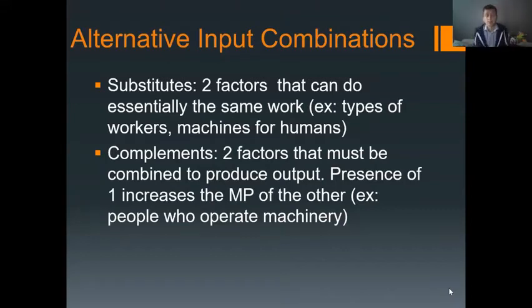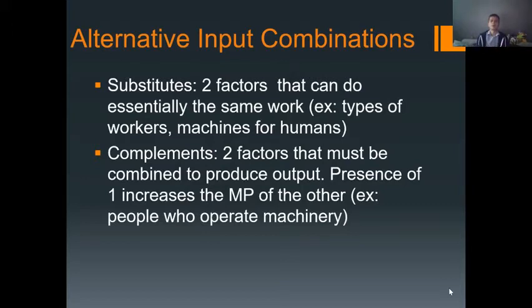Now that we've been able to model individual markets, we have to figure out how firms hire these different factors of production when they have to hire more than one. Because let's face it, most businesses are going to have to do that. So first of all, we have to figure out different alternative input combinations.